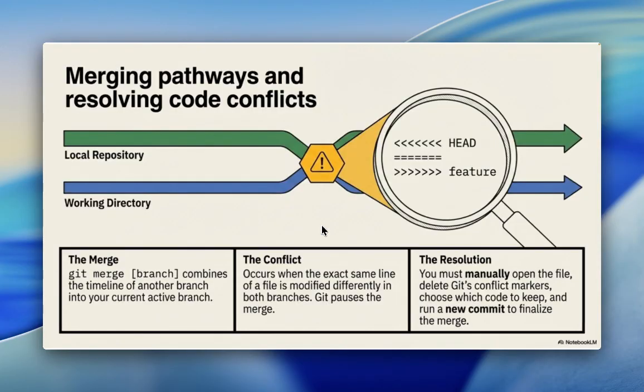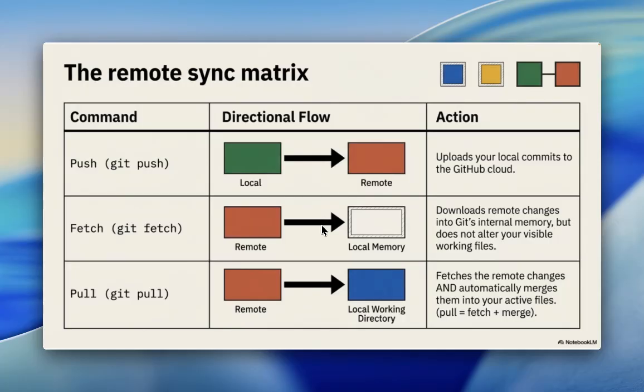Merging pathway and resolving conflicts, from a local repository, working repository, head and a feature. The git merge combines the timeline of another branch into your current active branch. A conflict occurs when the exact same line of a file is modified differently in both branches. Git pauses the merge resolution. You must manually open the file, delete Git's conflict markers, choose which code to keep, and run a new commit to finalize the merge. The remote sync matrix. Push: git push, directional local to remote, uploads your local commits to the GitHub client.